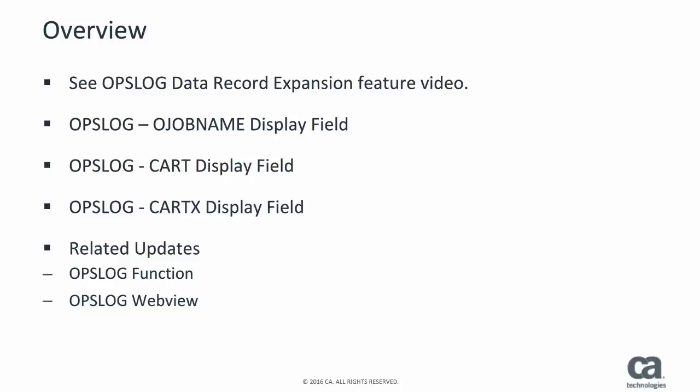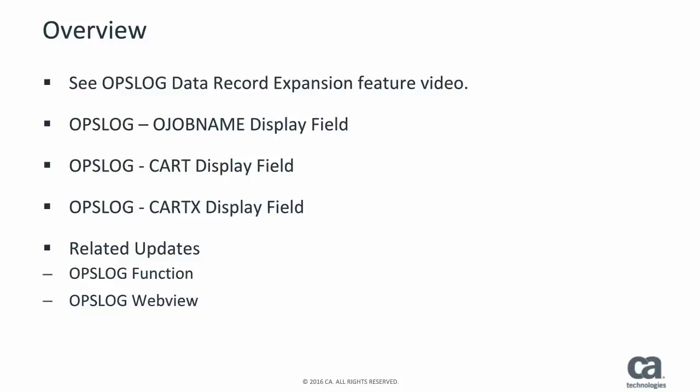What is the OJOBNAME? It's an OPSLOG data display field used to determine the original job name or the address space the target WTO came from, which then enables the customer to write more effective automation rules. Within the OPSLOG, this enhanced functionality allows the customer to show the originating job name, address space where the event evolved from the primary command or from a function call.